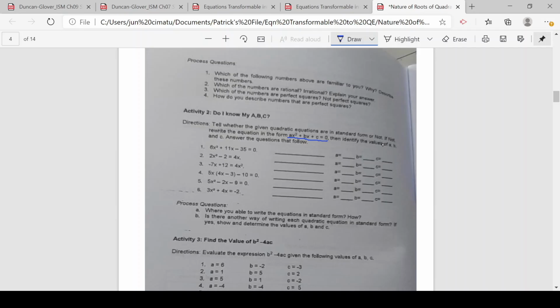Hindi siya not in standard form. If not, rewrite the equation. Rewrite mo rito yung equation. So, standard ba to? Standard. So, 6x square plus 11x minus 35. Ayon ba yan dito sa standard na to? Okay, yan, ano? Sa standard yan.